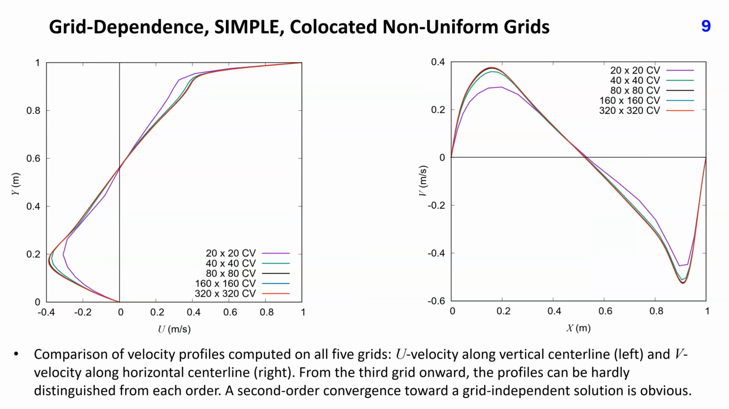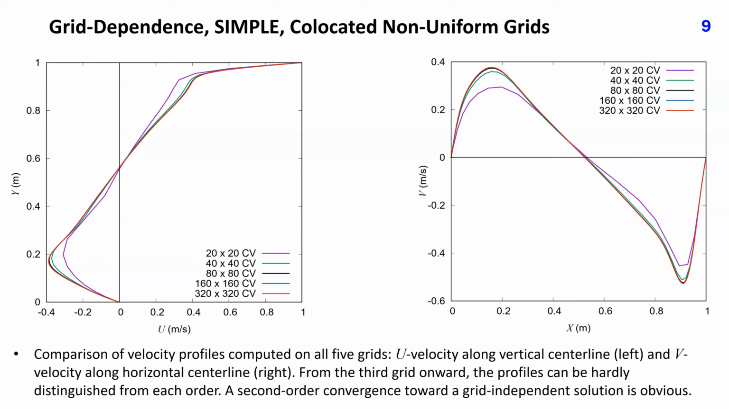These plots show the results of grid-dependent study using simple algorithm and a collocated arrangement of variables on non-uniform grids. See slide 6. The plot on the left shows the comparison of U velocity profiles along vertical center line computed on all 5 grids. The plot on the right shows V velocity profiles along horizontal center line computed on all 5 grids. Results on the 2 coarsest grids are less accurate than when a staggered arrangement of variables is used.